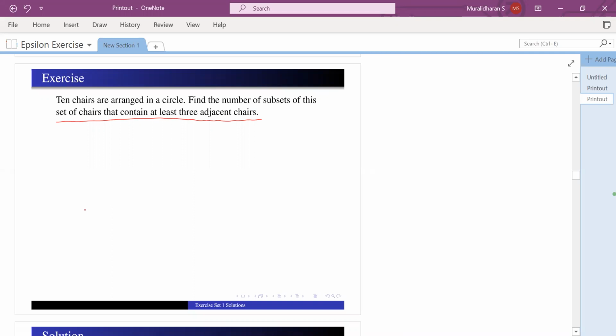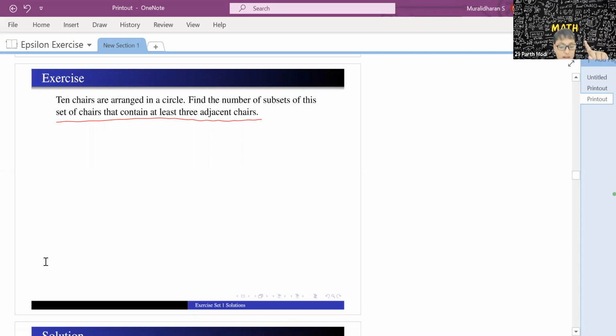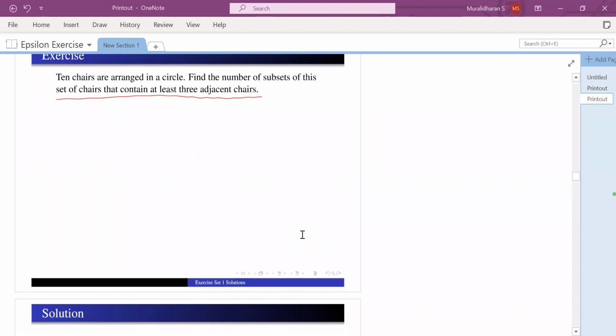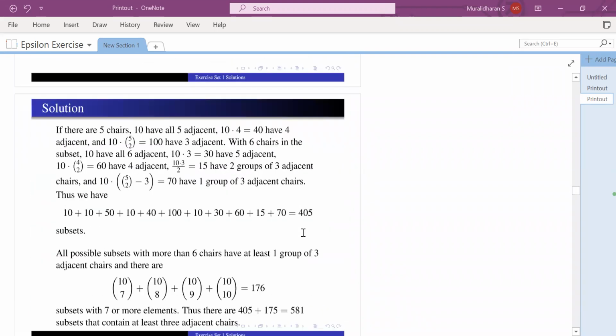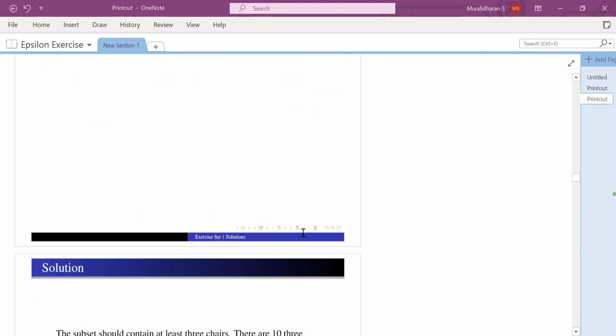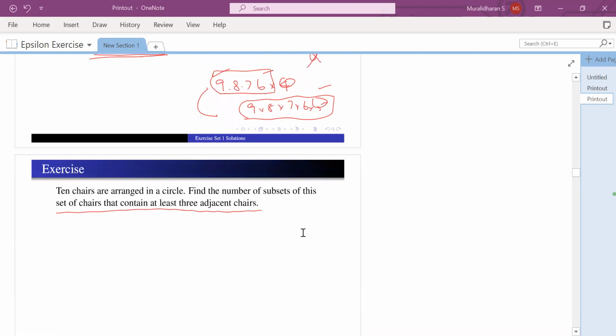So mostly I have got it correct. I'm just checking it. What's the answer you got? I got 581. Yes, that's correct. So how did you do that?